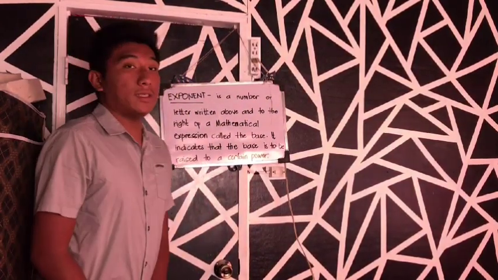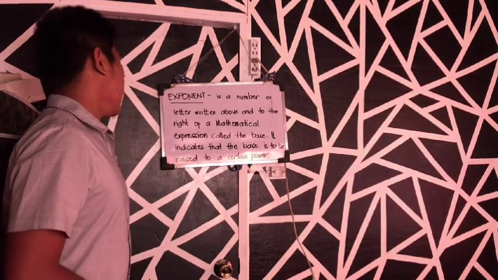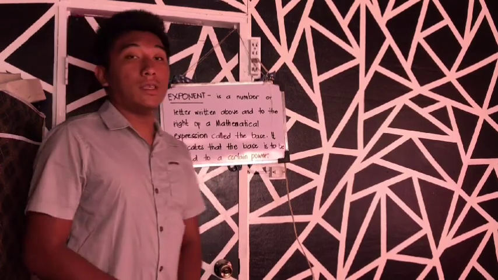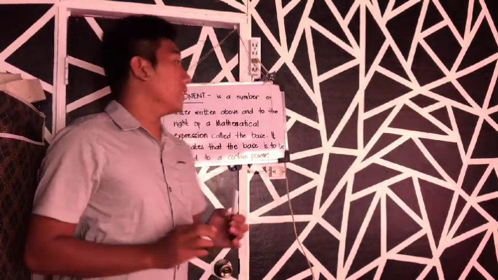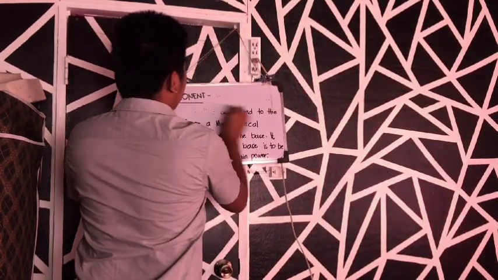The next topic would be the exponents. What is an exponent? It's a number or letter written above and to the right of a mathematical expression called the base. It indicates that the base is to be raised to a certain power. I will give you some examples to understand more about exponents.